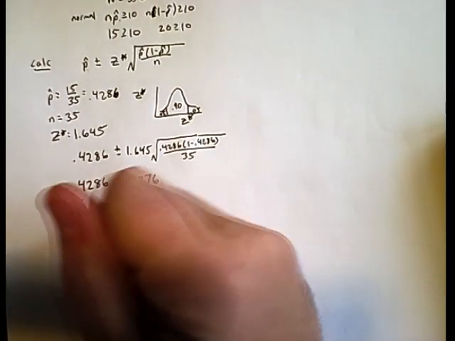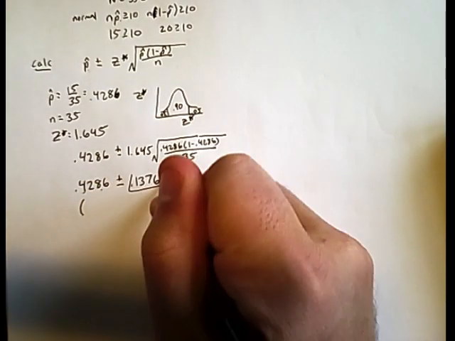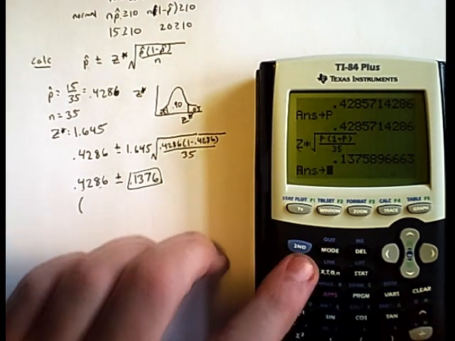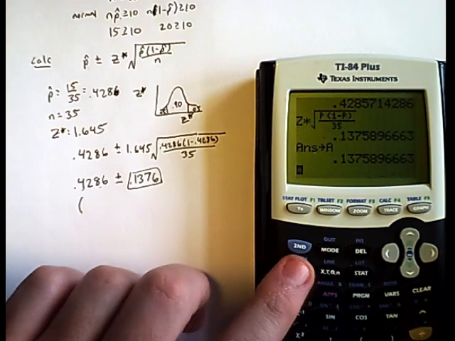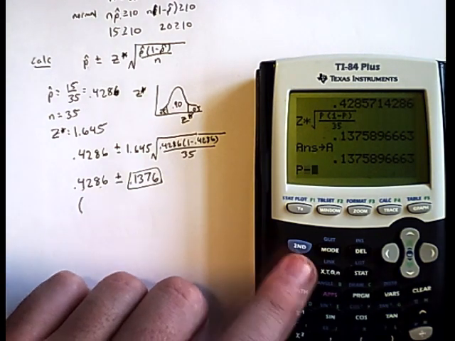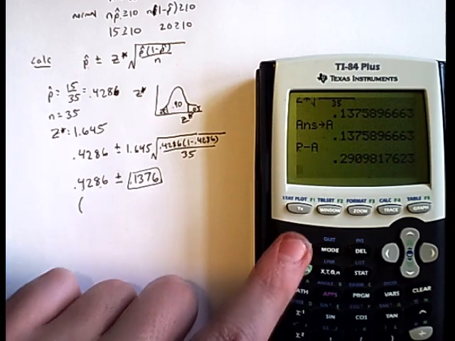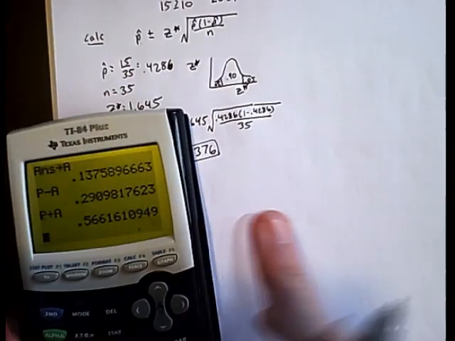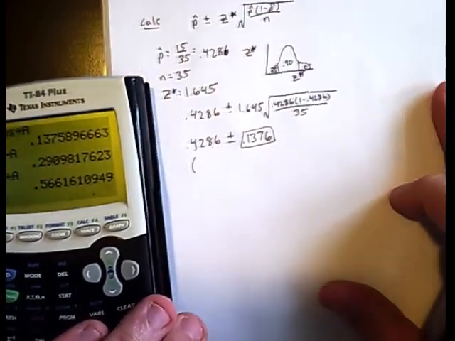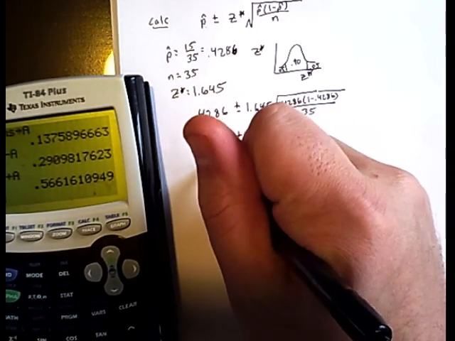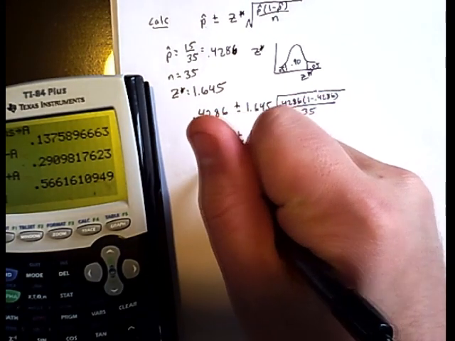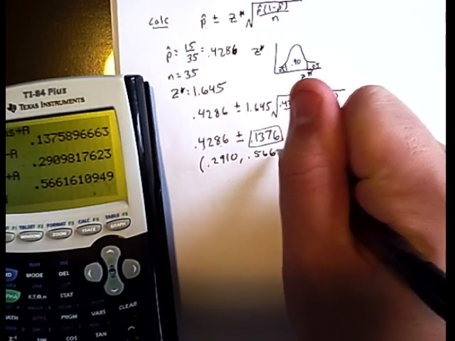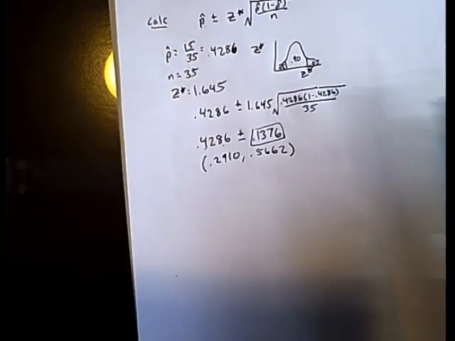So to get our interval, we take the p-hat minus, again, this is the margin of error, the total margin of error. Right. So let me just store this as another letter, so I can do p minus a and p plus a here. Okay, so this is a very, very wide interval. You might ask yourself, why is this so wide? Well, we only sampled 35 people, that's why. 0.2910 if I round, 0.5662 if I round.